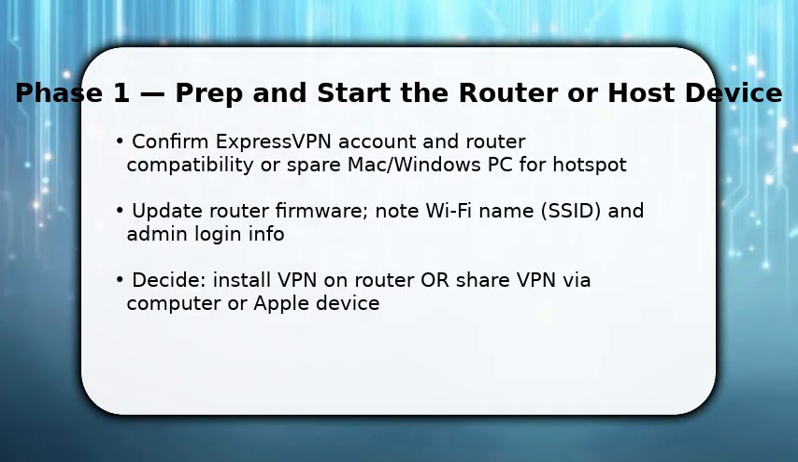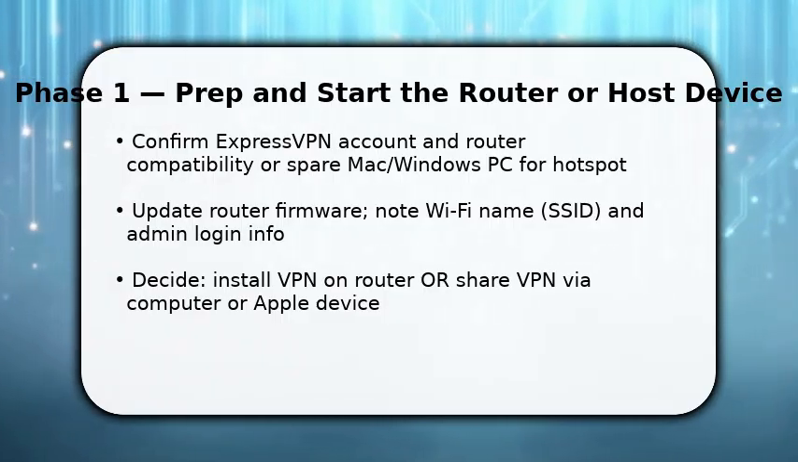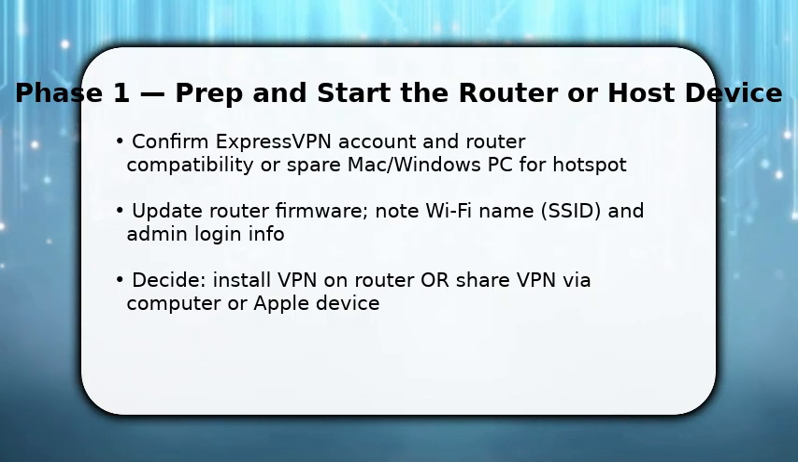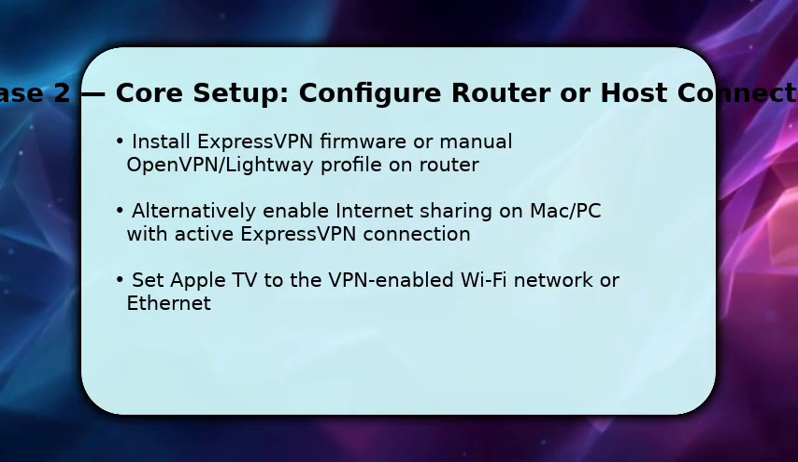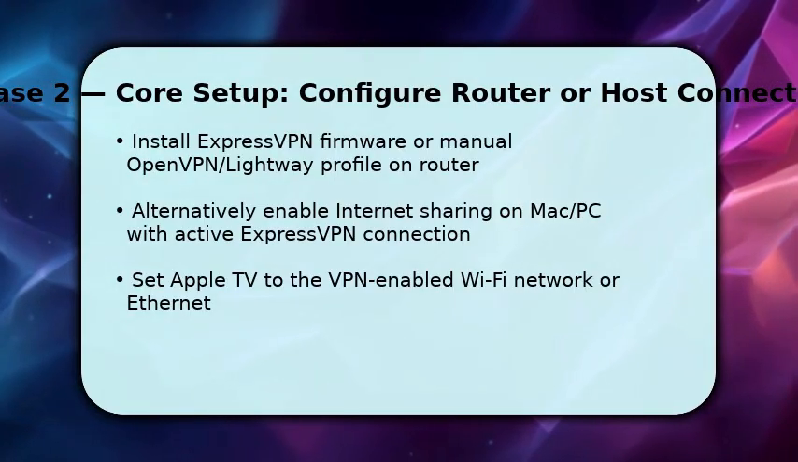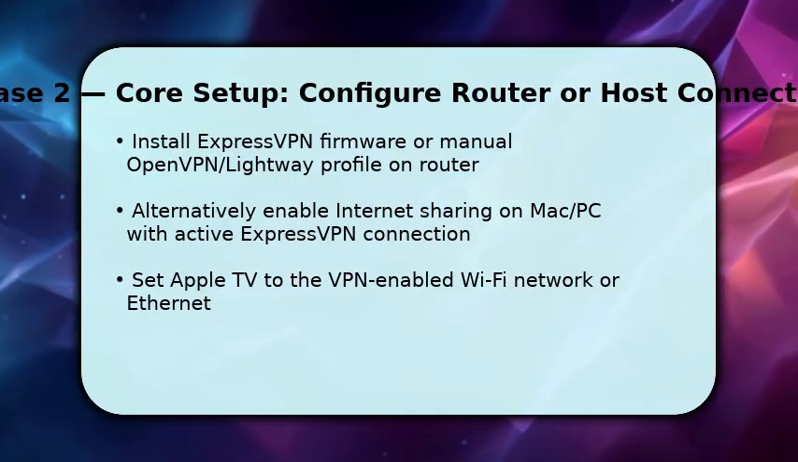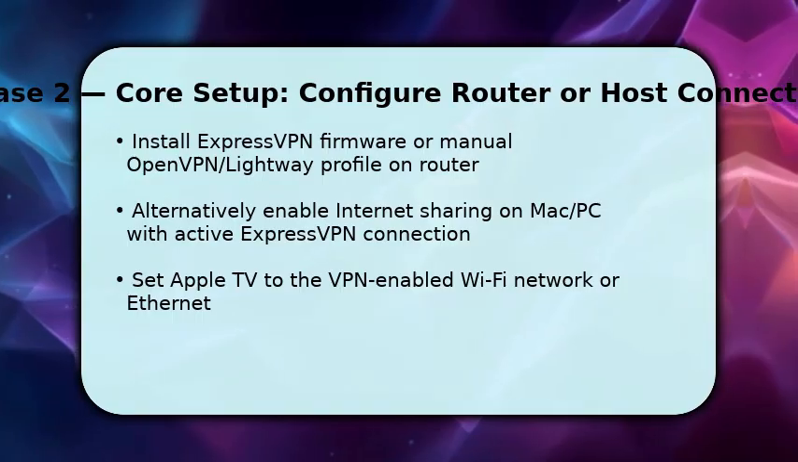Make sure you have admin access and the router's firmware backed up, because you will make DNS and routing changes next, and those require precise credentials and steps. Now you execute the core configuration. If you flash or install ExpressVPN on the router, upload the correct profile, choose a server location, and enable kill switch or DNS leak protection.